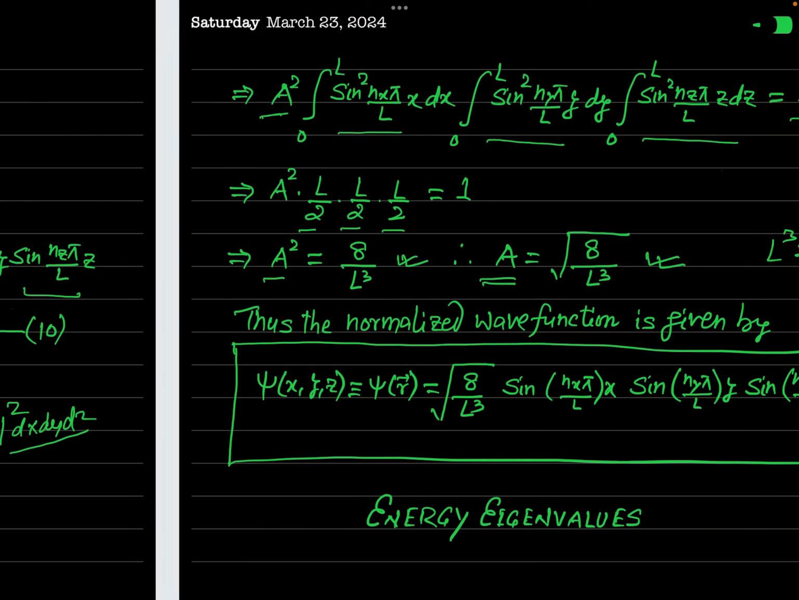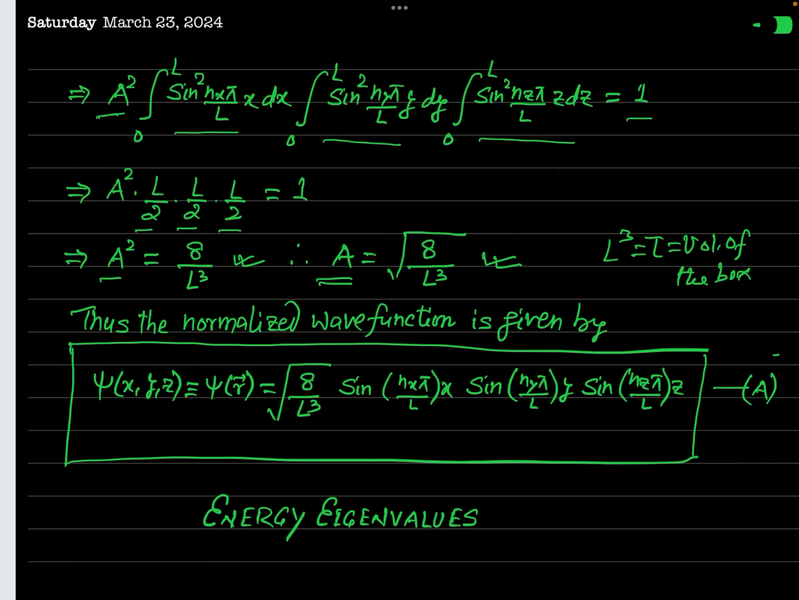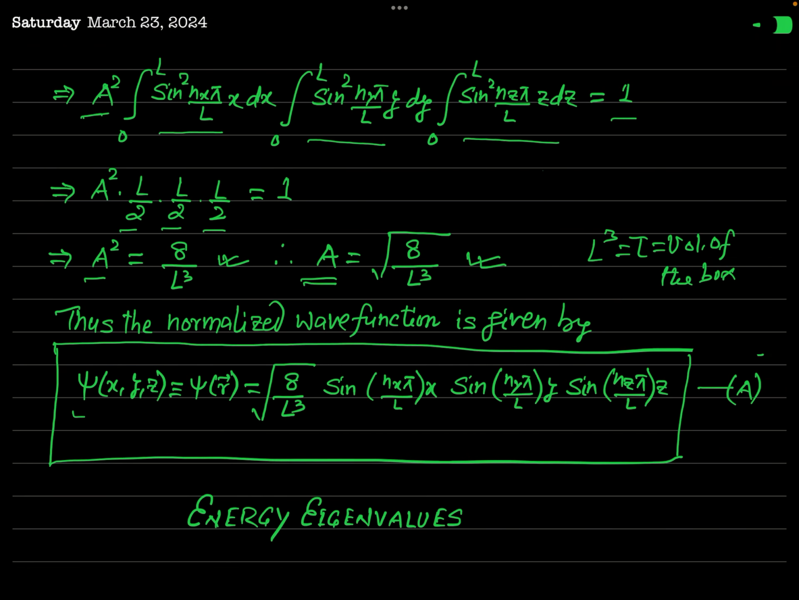Now let us substitute this value of A in equation 10, and after that you will get the normalized eigenfunction. So what is the normalized eigenfunction? You can see psi of xyz, which is equivalently written as psi of vector r. R is the position vector which represents xyz, and that will be equal to the square root of 8 over L cube times sine nx pi over Lx, sine ny pi over Ly, sine nz pi over Lz.